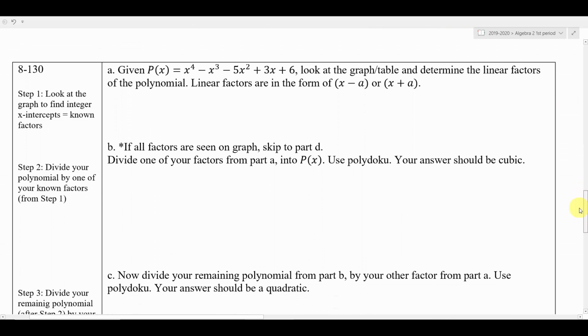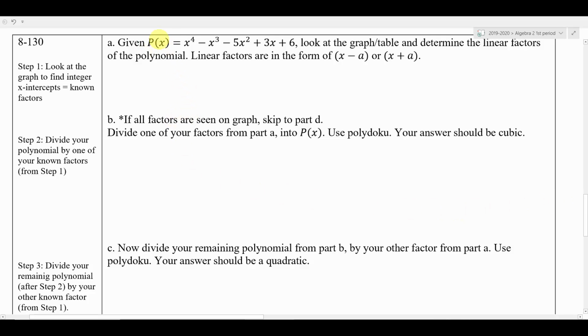All right, so we're going to take a look at our first polynomial here. We'll call it p of x. It is a 4th degree polynomial. And the first thing that we're going to do when we run into a problem like this, because remember, our goal here is to write this thing in its factored form, right? So it says look at the graph or table and determine the linear factors of the polynomial. And we're going to write this thing in its factored form and find its roots, okay? So to do that, the first thing we have to do is always look at the graphs. Let's find whatever zeros we can from the graph, okay?